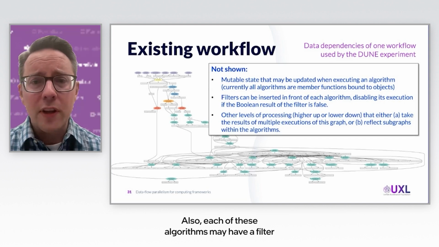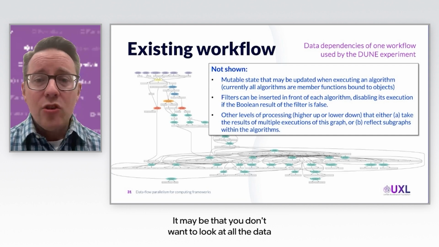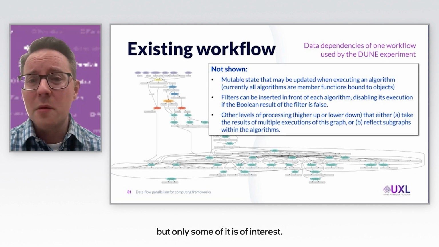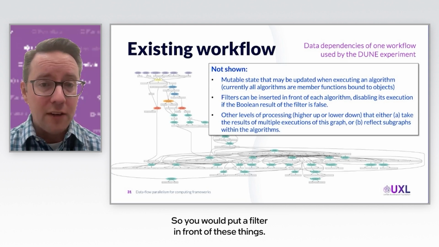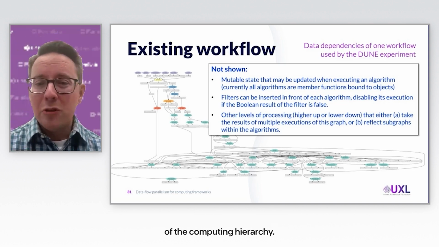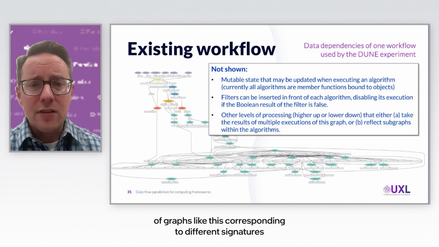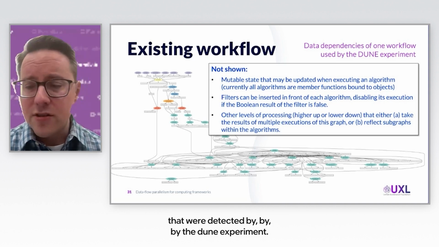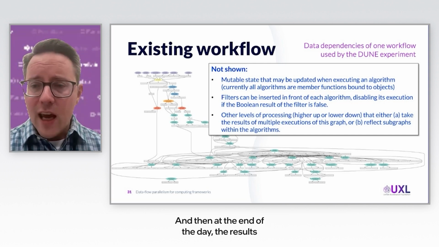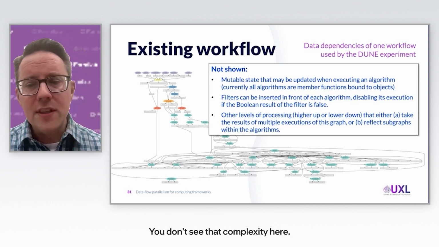Also, each of these algorithms may have a filter that is inserted in front of each of them. It may be that you don't want to look at all the data that is coming from the detector, but only some of it is of interest. So you would put a filter in front of these things. This graph doesn't show that. This graph only shows one level of the computing hierarchy. It could be that there are many different kinds of graphs like this corresponding to different signatures that were detected by the DUNE experiment. And then at the end of the day, the results of executing all those graphs has to be pulled back together into another graph. You don't see that complexity here.